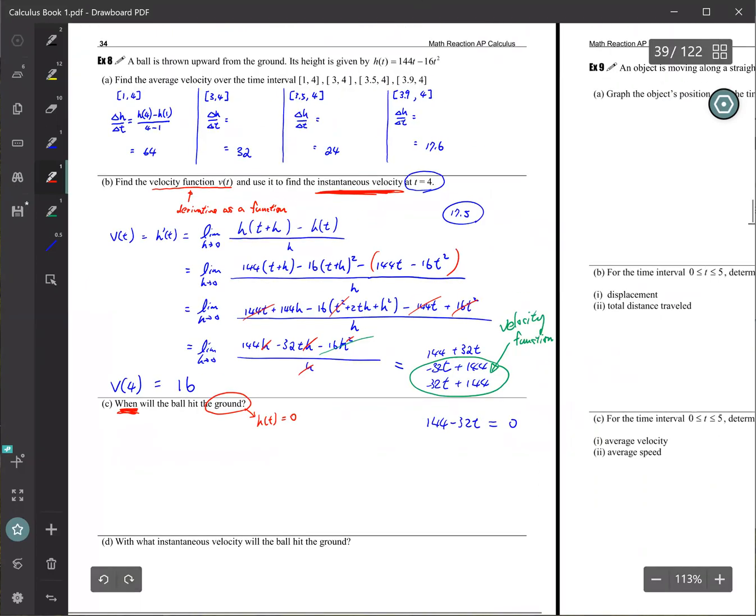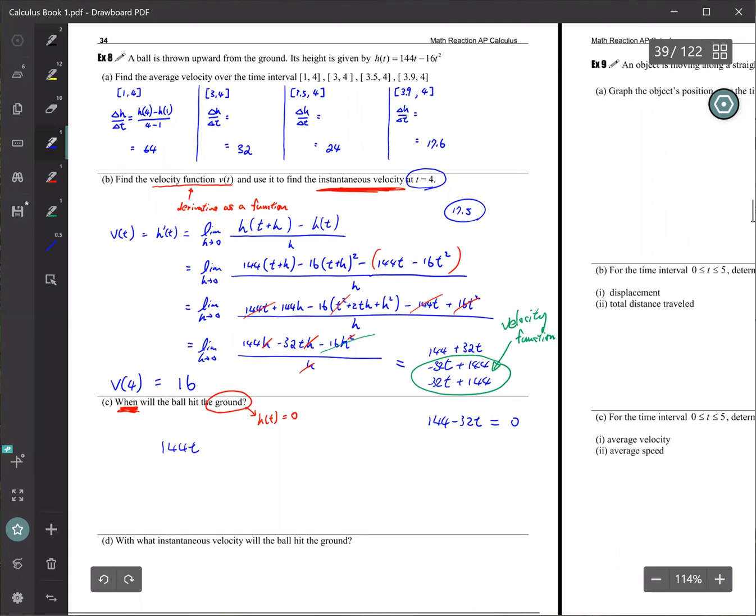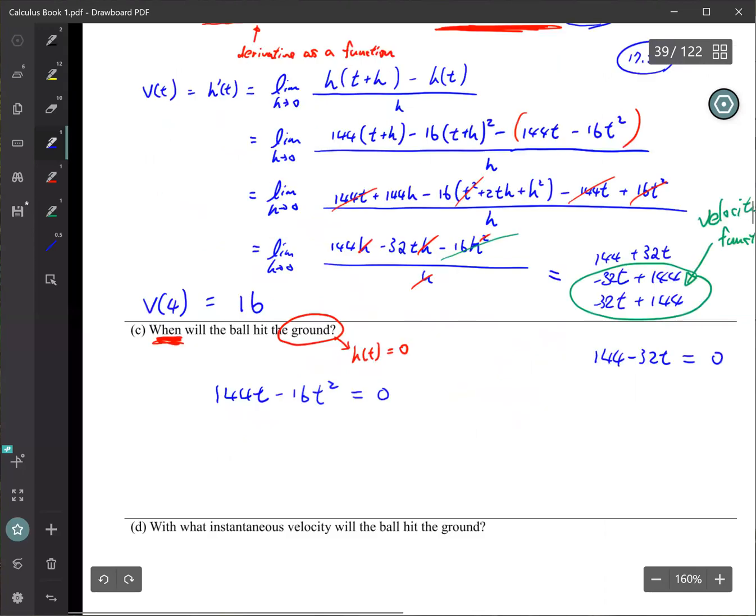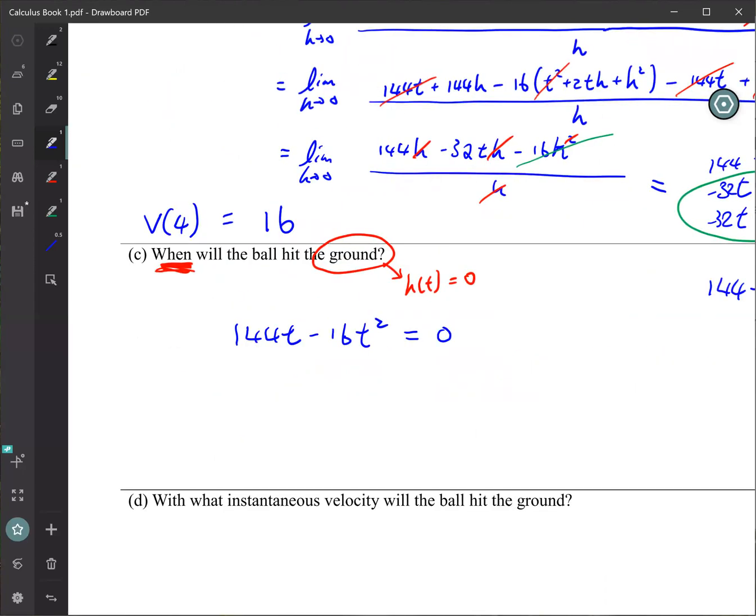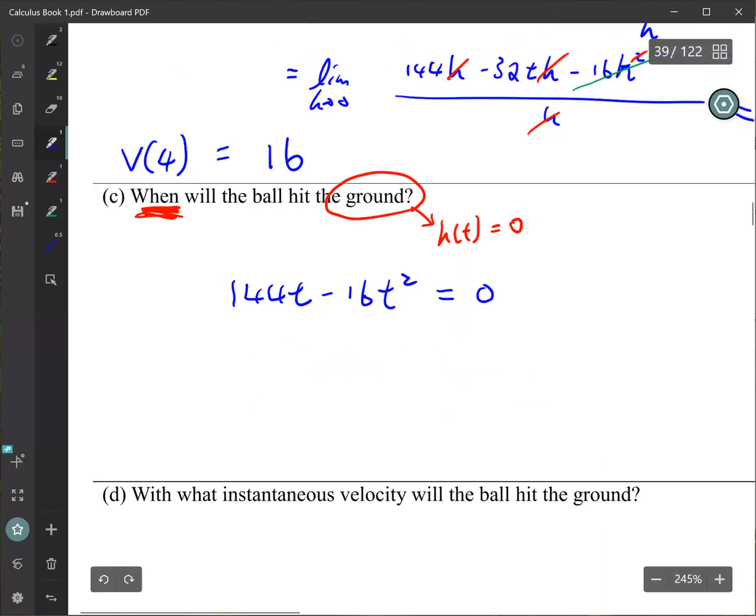Okay, so the height is 144t, right? That's the original very top. Okay, minus 16t squared. That's the height. When it hits the ground means equal to 0. Because they can change the question, they can say, when will the ball be 2 meters above the ground? Right? They can change. This one is saying hit the ground. So you said it's equal to 0. Okay? So let's solve for this.